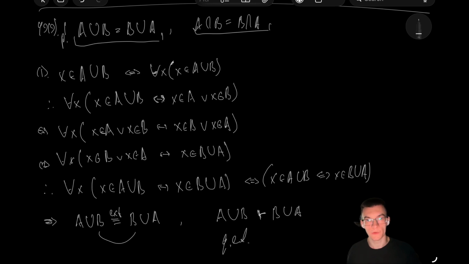So you can apply the following approach in order to prove the commutative property of set intersection. I'm not going to do that because it's analogous. You can do it yourself, and this is it for today's video.